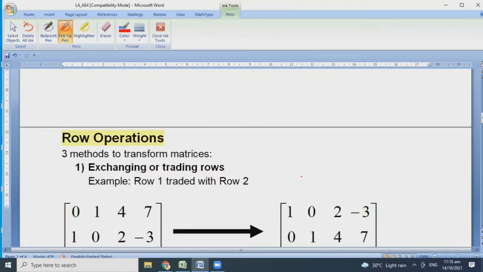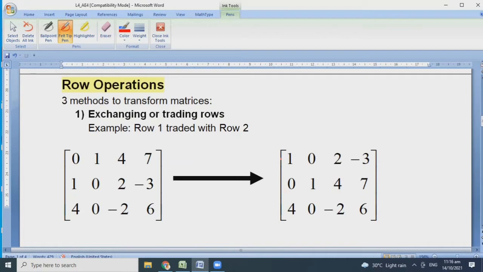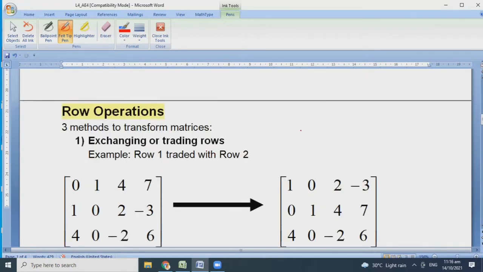So in order for us to have a reduced row echelon form, we need to apply row operations. And we have 3 operations. First one, exchanging or trading rows. Because in linear programming or in reduced row echelon form, this is our target, to have this kind of matrix so we can solve for the values of x, y, z. When you are solving for more than 2 variables, these row operations are applicable. For example, your pattern should be 1, 0, 0, 0, 1, 0, 0, 0, 1.